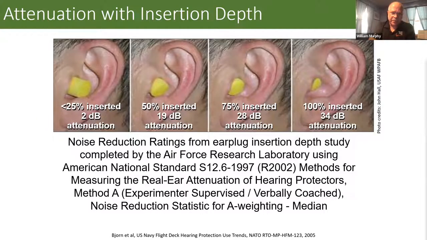Here's an example from the US Navy and Air Force research that they conducted jointly for persons who are aboard an aircraft carrier, and they're supposed to wear double protection because the noise levels of the jets can be over 140 depending on where you're located around that jet. So they did a series of measurements in the laboratory, that's the Air Force Labs portion of this, where they had them insert the earplug 25%, 50%, 75%, and 100%. And these are the median A-weighted noise reduction values that we're seeing there. So it's anywhere from two decibels to 34 decibels when fully inserted. Next slide.